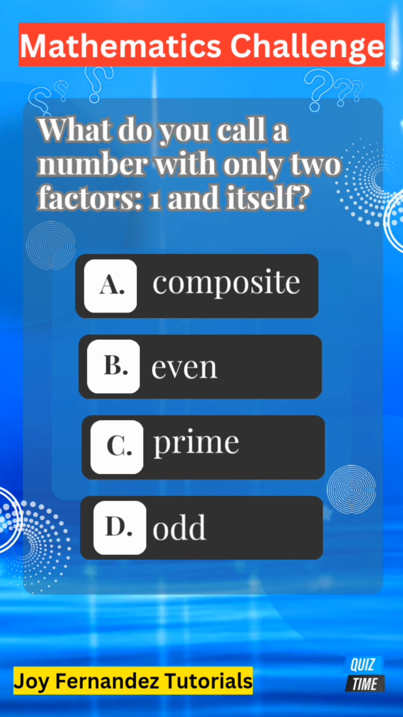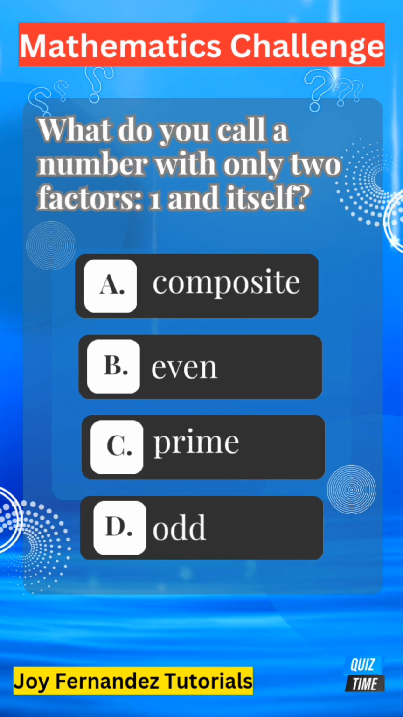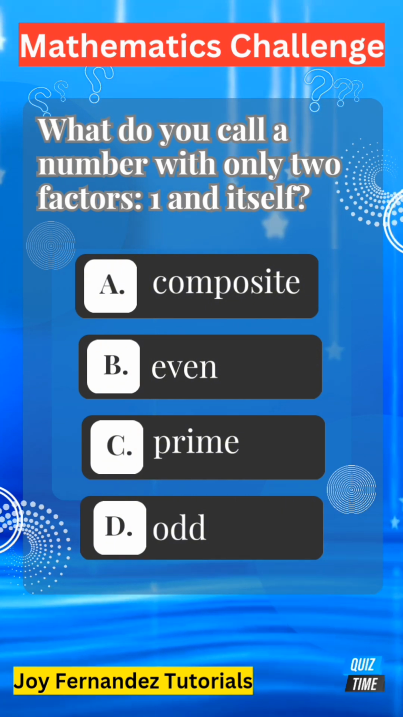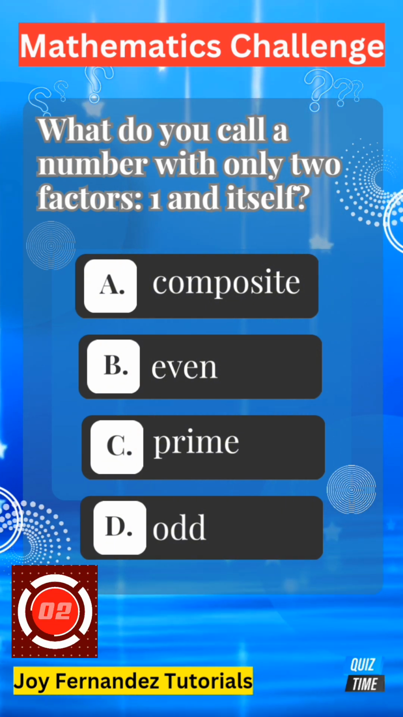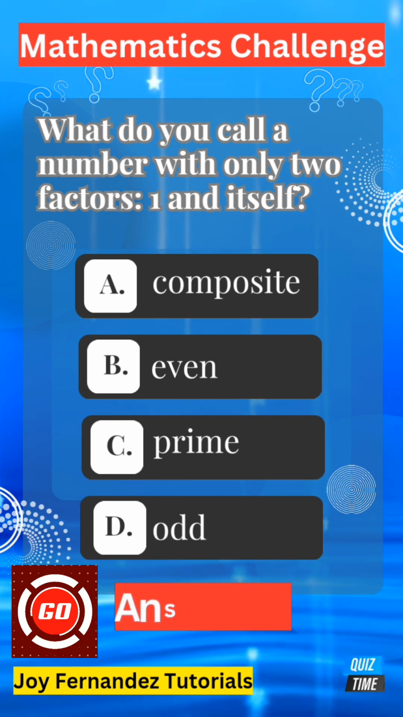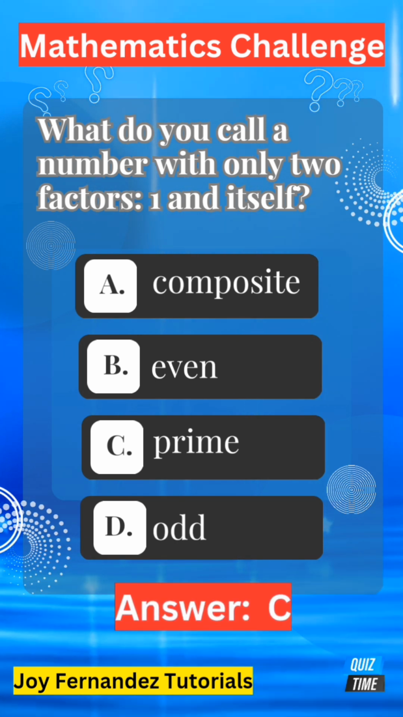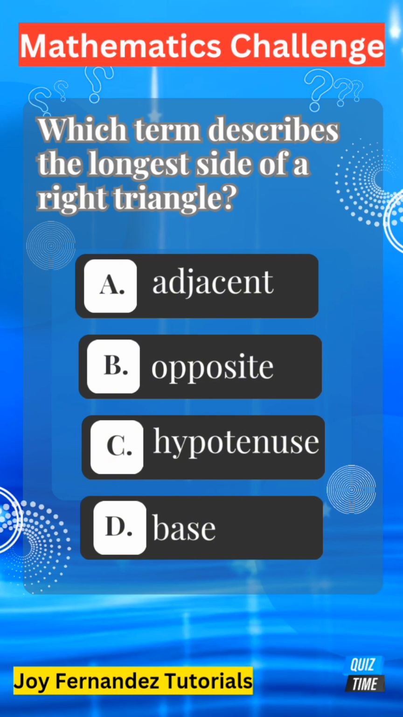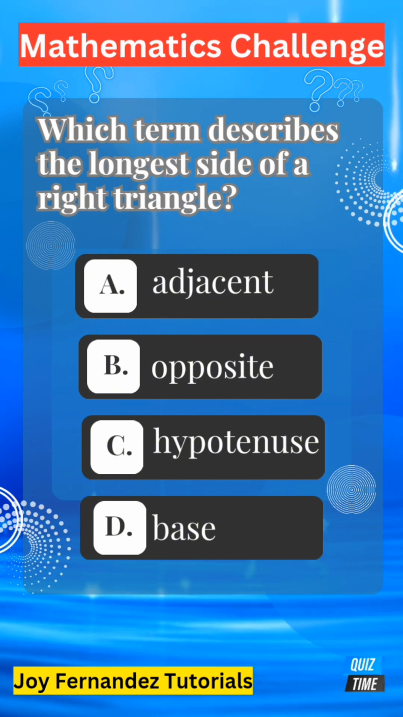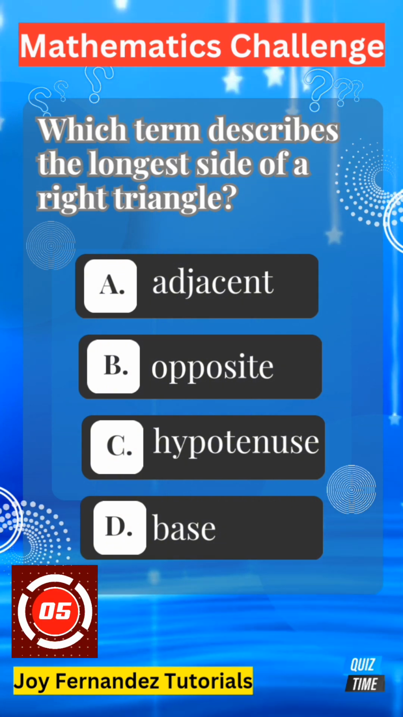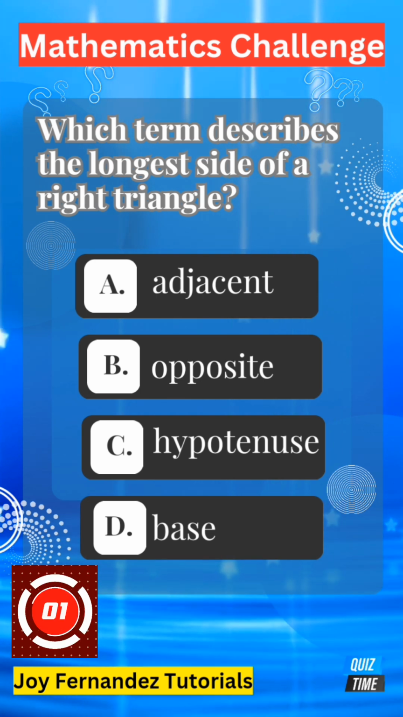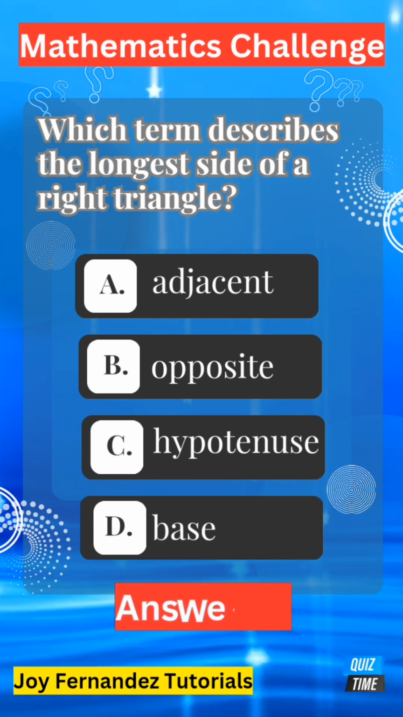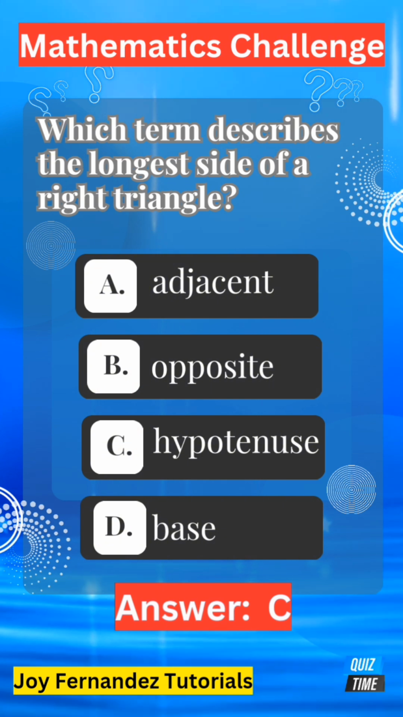What do you call a number with only 2 factors, 1 and itself? The answer is C. Prime. Which term describes the longest side of a right triangle? The answer is C. Hypotenuse.